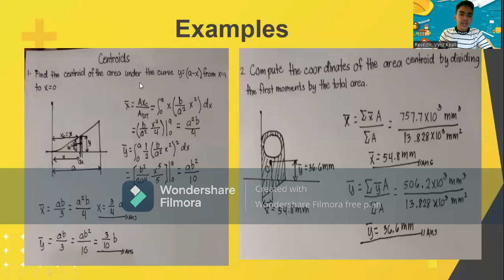First, find the centroid of the area under the curve y equals a minus x from x equals a to x equals 0. This is the graph, and this is the solution for our problem. And number two, compute the coordinates of the area centroid by dividing the first moments by the total area. Here in example number two, we're just going to solve the mean of y and the mean of x. I'm just going to show how I solved the 54.8 millimeters and the 36.6 millimeters.